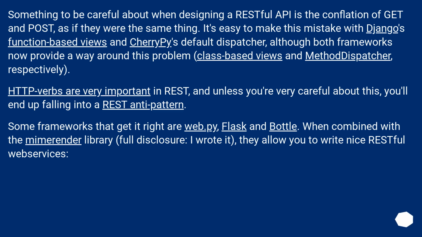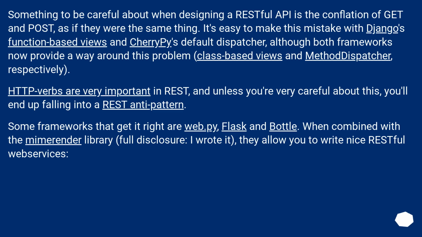Something to be careful about when designing a RESTful API is the conflation of GET and POST, as if they were the same thing. It's easy to make this mistake with Django's function-based views and CherryPy's default dispatcher, although both frameworks now provide a way around this problem, class-based views and method dispatcher, respectively.